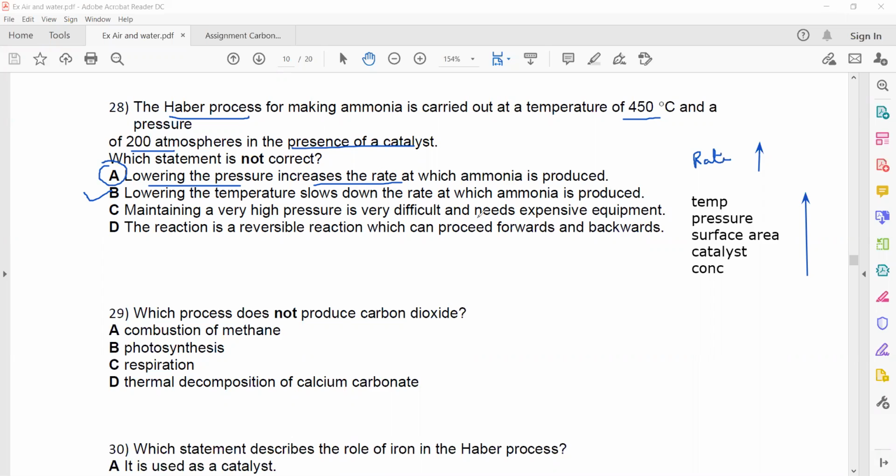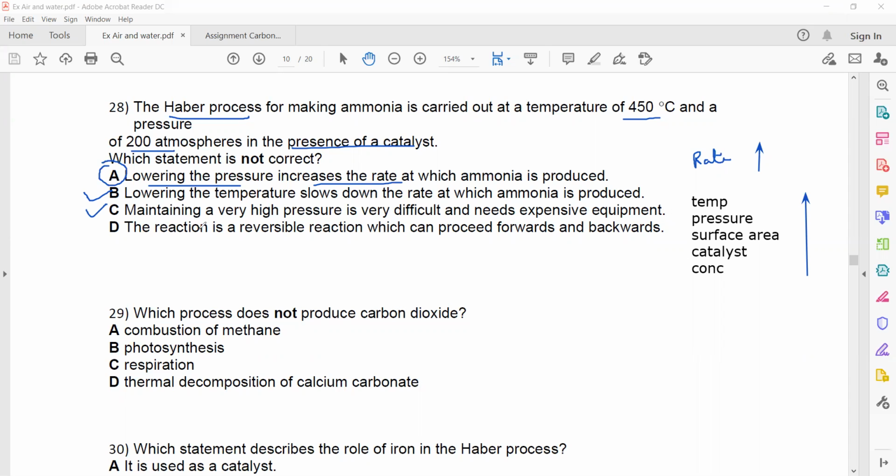Maintaining a high pressure is very difficult and needs expensive equipment. That's also true, because if you want to keep the gases at a very high pressure, the container should be very strong, made up of a rigid material, so that it will not deform and can withstand that high pressure. That's why maintaining a high pressure is very difficult and needs expensive equipment.